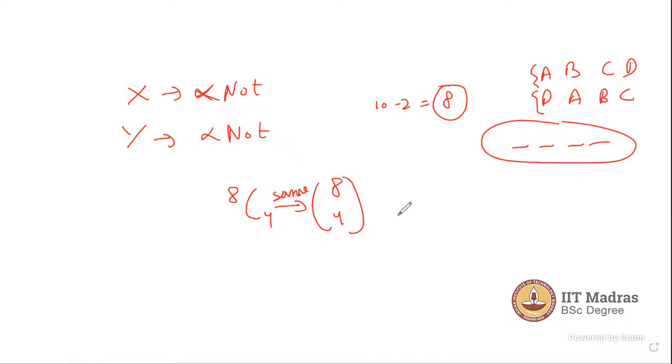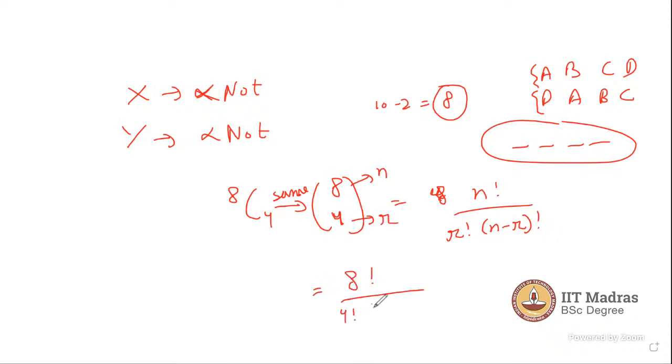Whenever you see something like that, it's the same. The formula is n factorial divided by r factorial times n minus r factorial. Here our n is 8 and r is 4. So it's 8 factorial by 4 factorial times 8 minus 4 factorial. I can write 8 factorial as 8 times 7 times 6 times 5 times 4 factorial, right?